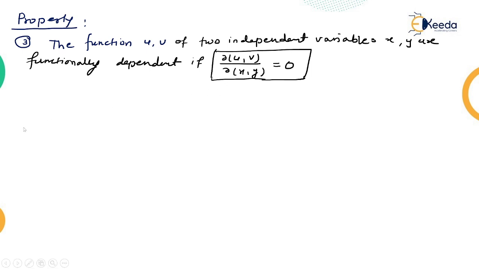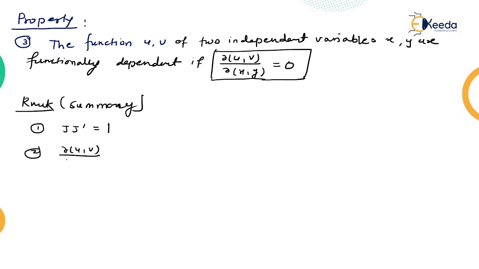In this discussion we are writing some summary remarks. Number one, what is the property? J into J dash is equal to 1. Number two, what is the property? If you have to find ∂(u,v)/∂(r,θ) by using a composite function, first ∂(u,v)/∂(x,y), and then ∂(x,y)/∂(r,θ), with respect to r and theta.